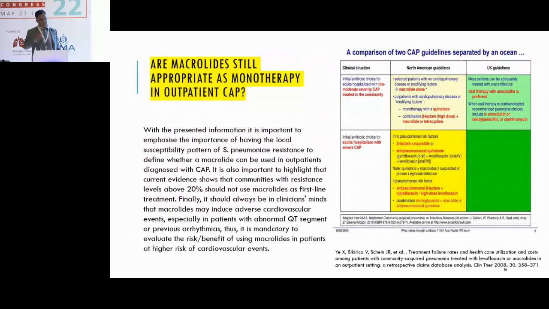Regarding therapy with a macrolide, especially azithromycin, the problem is that in some places DRSP, drug-resistant Streptococcus pneumoniae, may be about 30%. So in any place above 20%, we cannot depend on azithromycin alone for a non-comorbid patient for treatment of pneumonia.